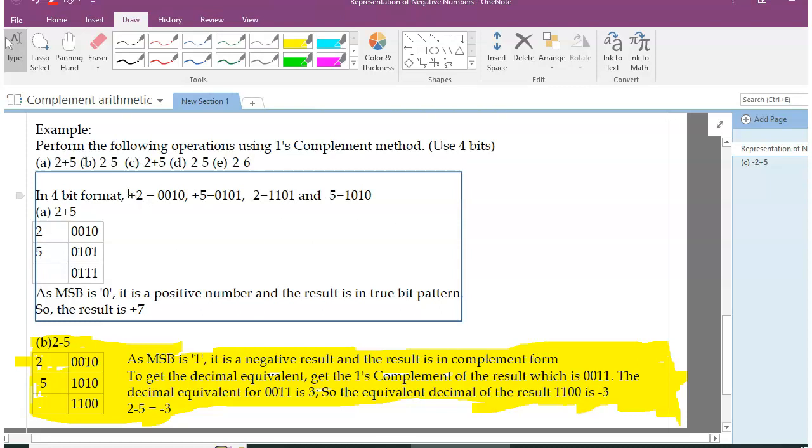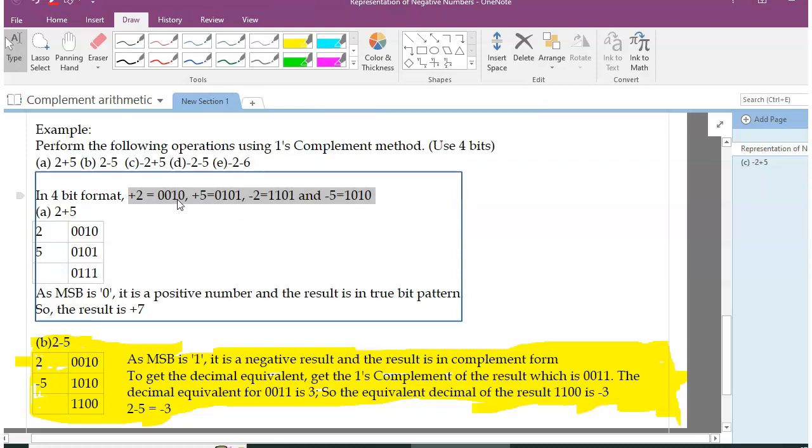First let's take 2 plus 5. Here we have the ones complement. We want to perform this one in the ones complement method, right? So here we have the ones complement representation for plus 2, plus 5, minus 5, minus 2. These four are going to be used, right? Of course, we have minus 6 also. We will discuss that one later.